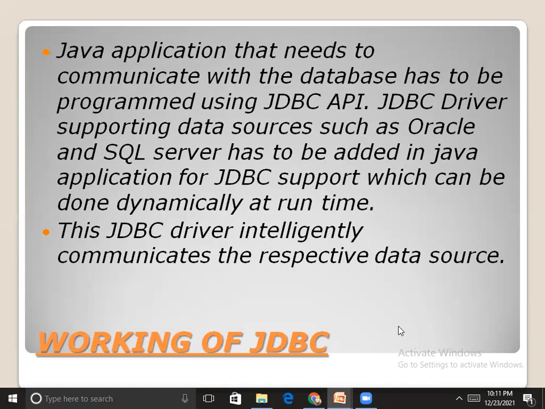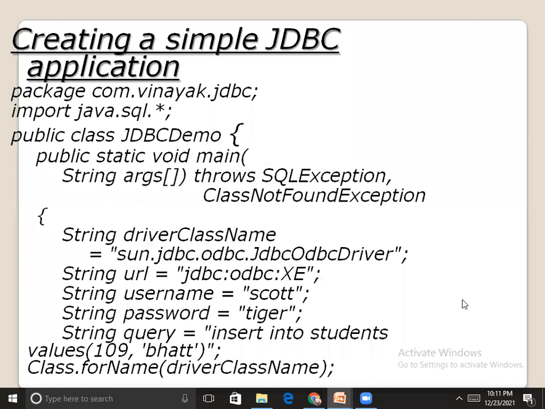A Java application that needs to communicate with the database has to be programmed using the JDBC API. A JDBC driver supporting data sources such as Oracle and SQL Server has to be added in the Java application for JDBC support, which can be done dynamically at runtime. This JDBC driver intelligently communicates with the respective data source. Now, the working of JDBC: creating a simple JDBC application.